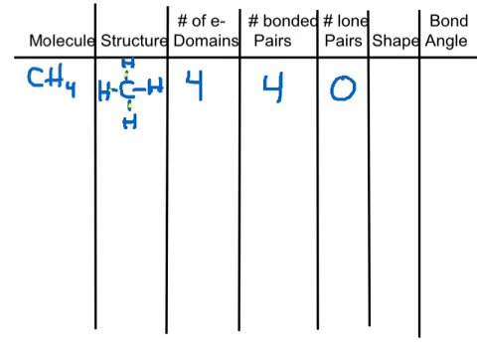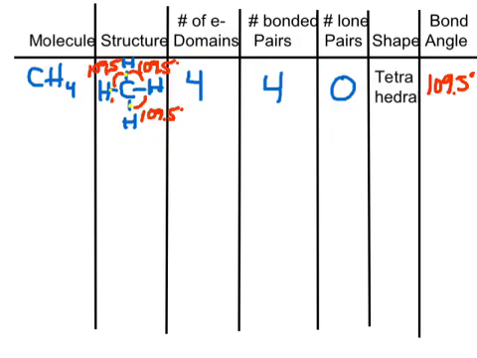And so this shape, where there are 4 domains, 4 bonded pairs, and 0 lone pairs, is what we call tetrahedral. And the bond angle is 109.5 degrees. It means the bond angle between all of the hydrogens is 109.5 degrees, so they're all 109.5 degrees away from each other. If you were to actually take a compass and figure out the angles between all of the atoms, it's 109.5 degrees all the way around.